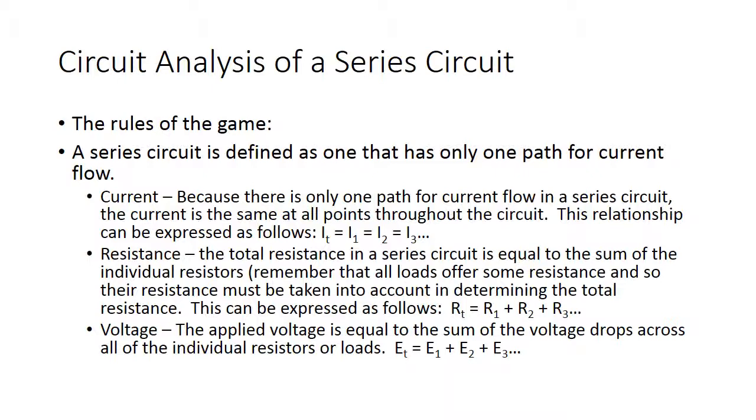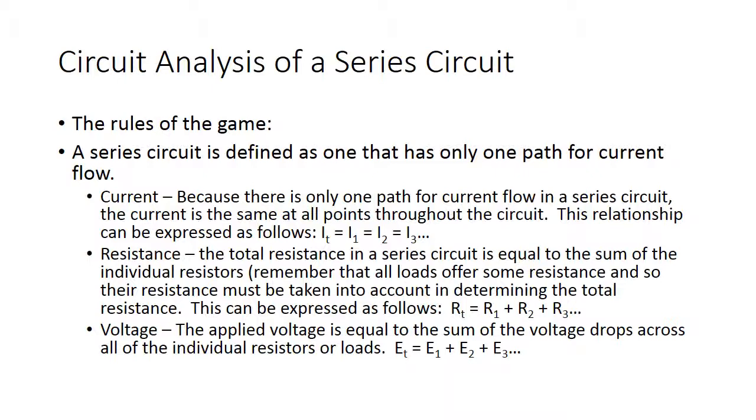Going back to our light bulb circuit, you would have to take into account the resistance of each light bulb to figure out what the total resistance for the circuit is. This can be expressed in the following formula. RT, the total resistance, is equal to R1 plus R2 plus R3. So in a series circuit, you have to add the individual resistance values to come up with the total resistance.